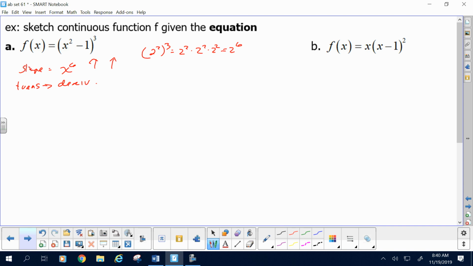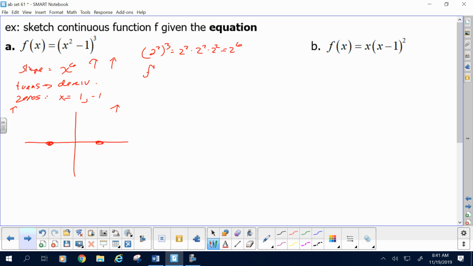What about any domain restrictions here? Is there any x that doesn't work? No, that's fine. What about zeros? X equals 1. Okay, cool. Anything else? -1. All right. So far all we have is this kind of deal, and I know it's going to eventually go like that. All right. Now let's get into the calculus.